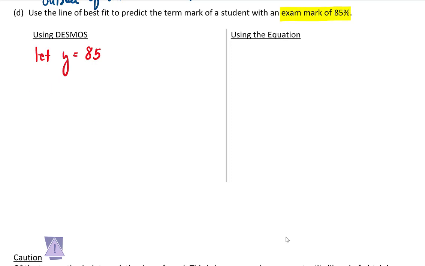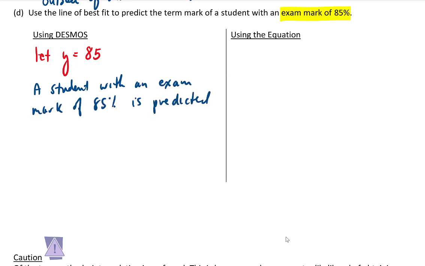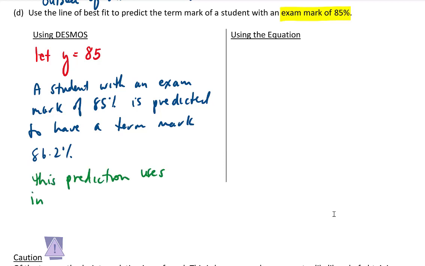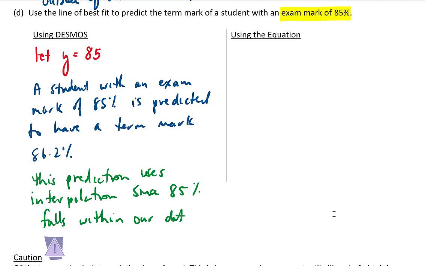So going back to our note, if we let y equal 85, we can say then a student with an exam mark of 85% is predicted to have a term mark of 86.2%. This one is interpolation, since 85% falls within our data range.